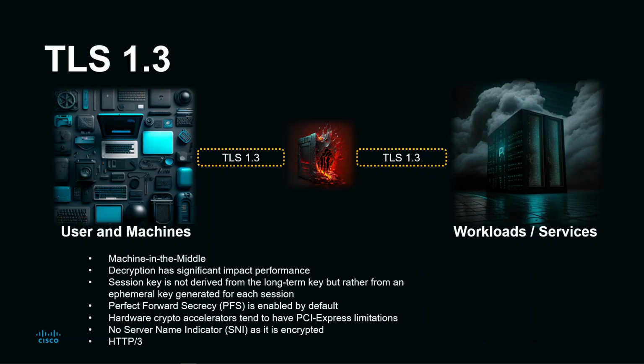Now, hardware crypto accelerators, again, have issues, and it's all due to that PCI Express bus, which is the limiting factor here. There's no server name indicator because this is encrypted as part of TLS 1.3. It makes it a little bit more efficient and faster, but now we don't have visibility at all, and decryption becomes more and more important. Now, this is certainly part of HTTP version 3.